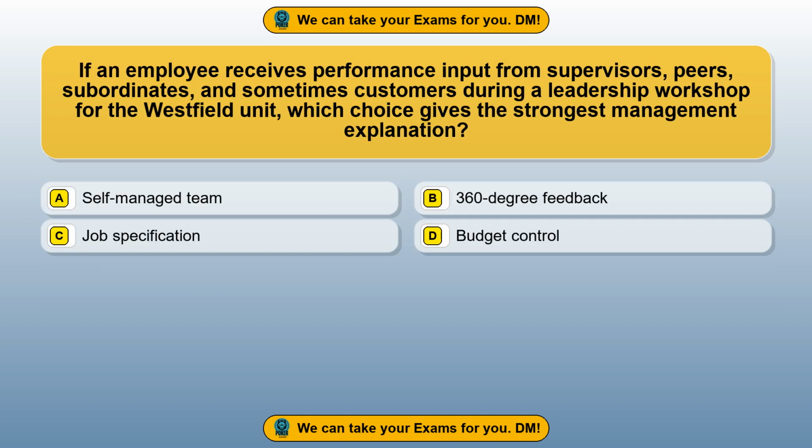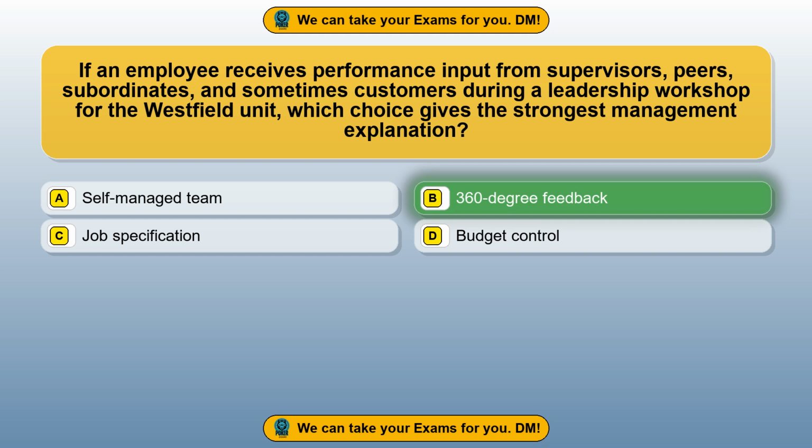Question 10. If an employee receives performance input from supervisors, peers, subordinates, and sometimes customers during a leadership workshop for the Westfield unit, which choice gives the strongest management explanation? Option A, self-managed team. Option B, 360-degree feedback. Option C, job specification. Option D, budget control. The correct answer is option B, 360-degree feedback.